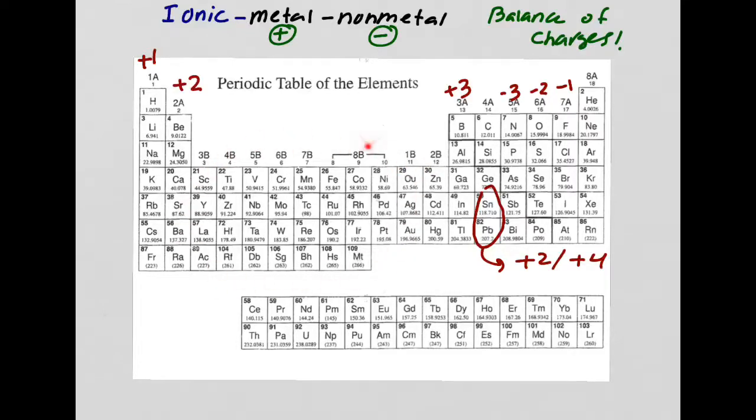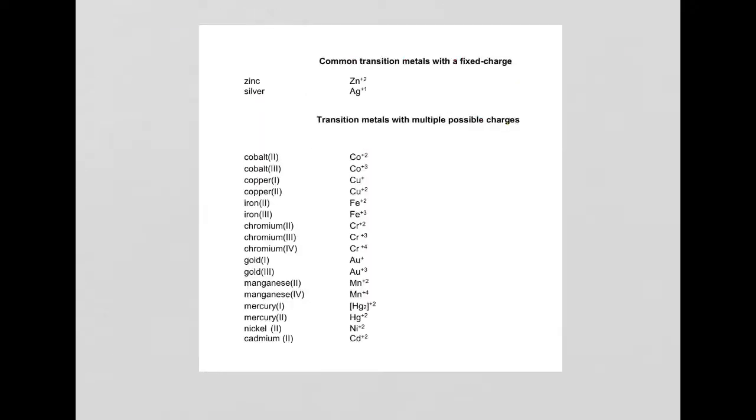Alright, so now let's go over these transition metals. The reason I didn't talk about the transition metals last time is because they're a hot mess. There are 2 transition metals, zinc and silver, that have a fixed charge. They only have one charge. So zinc is always +2 and silver is always +1. The rest of the transition metals have many possible charges.